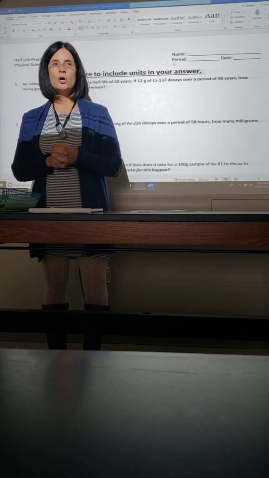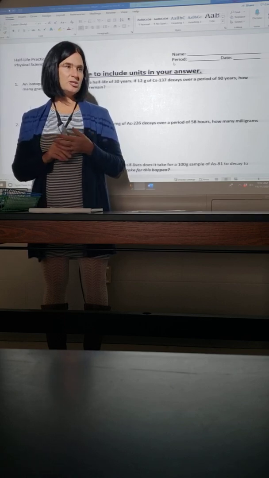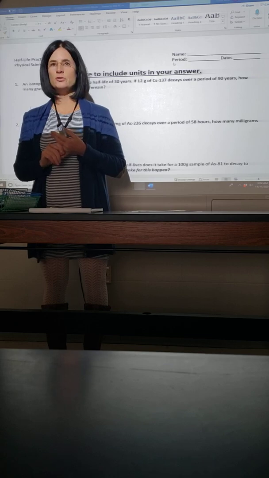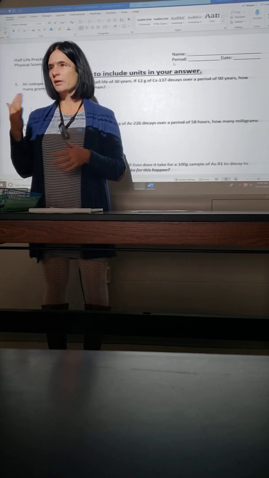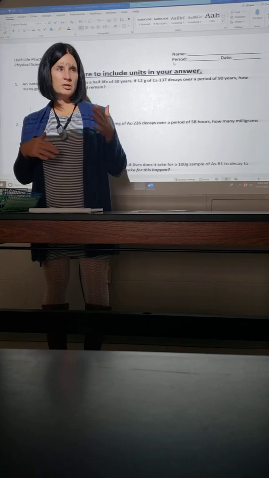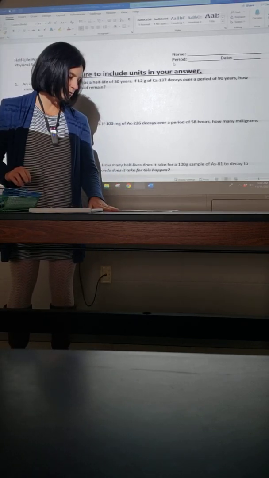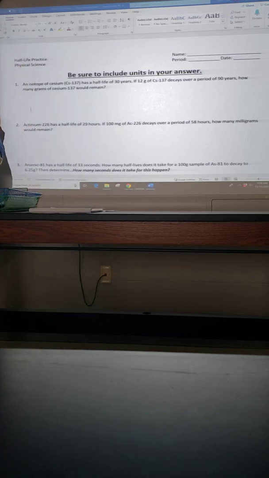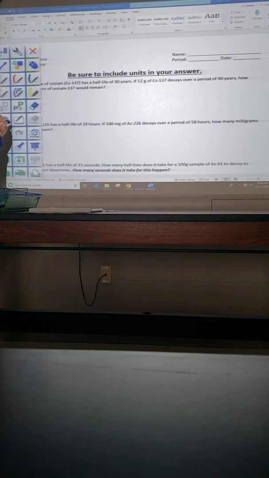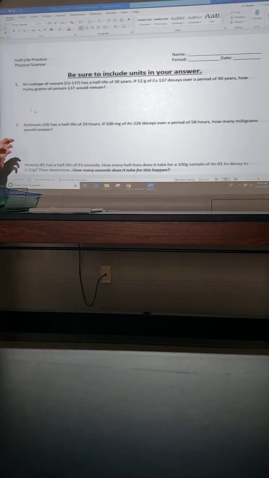All right, so we'll do a couple examples of each type, and then you'll have a few to do on your own to see if you're getting the hang of it. Let's start first with number 1. Okay, I would like you to do it the way I'm going to do it, at least for today, as you're getting this practice in.